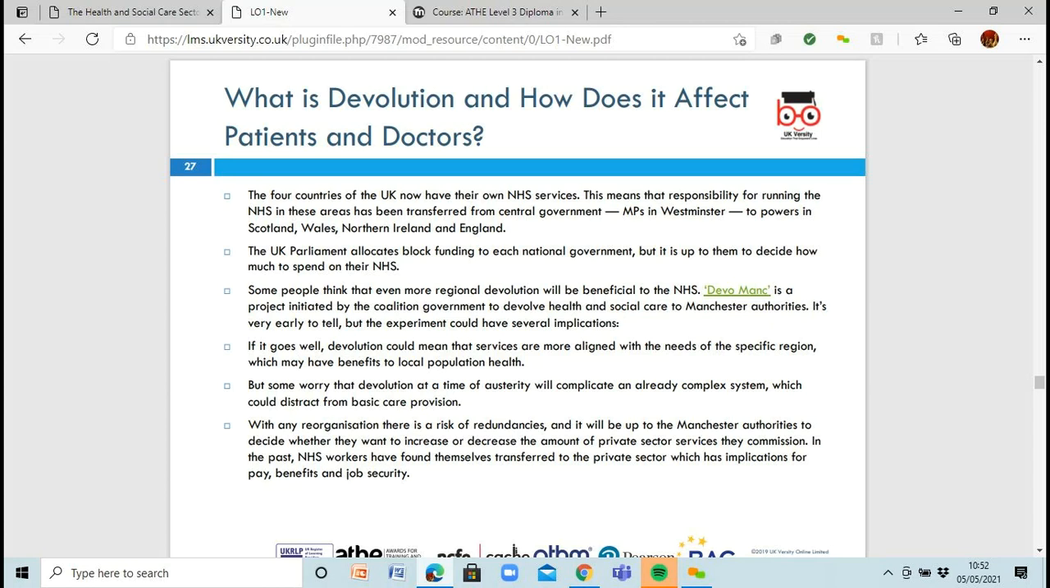Now, there are some worries about devolution. It might complicate an already complex system, and it might distract from basic care. So there are pluses and minuses. It's nice to think about having personalized care implemented for a particular area, but it might detract from other services if too much money is going into it.